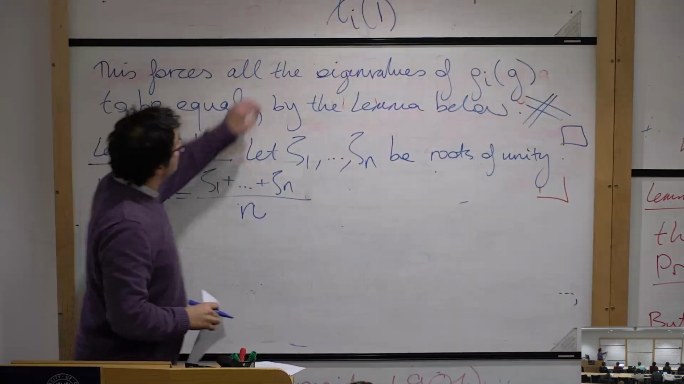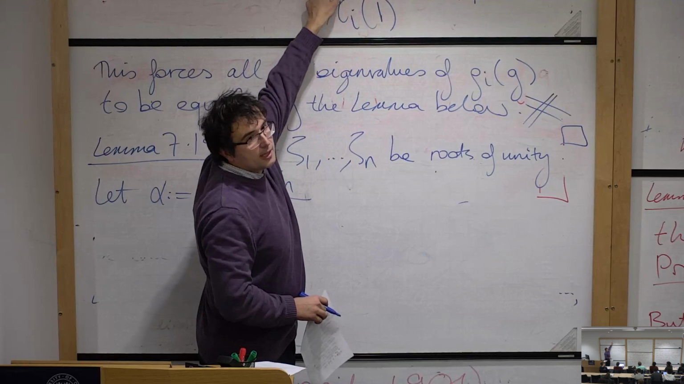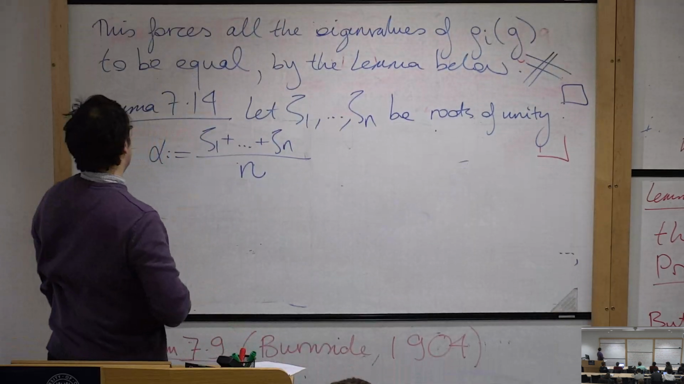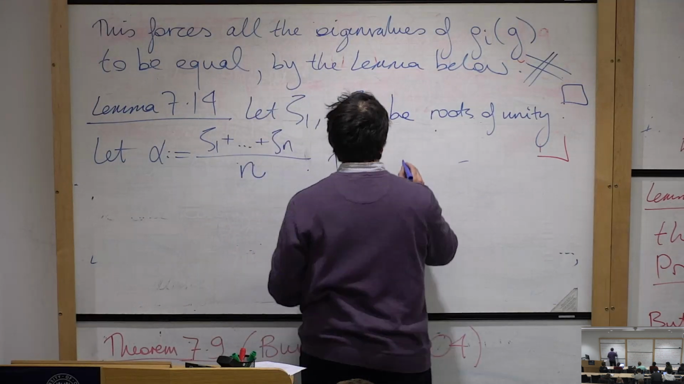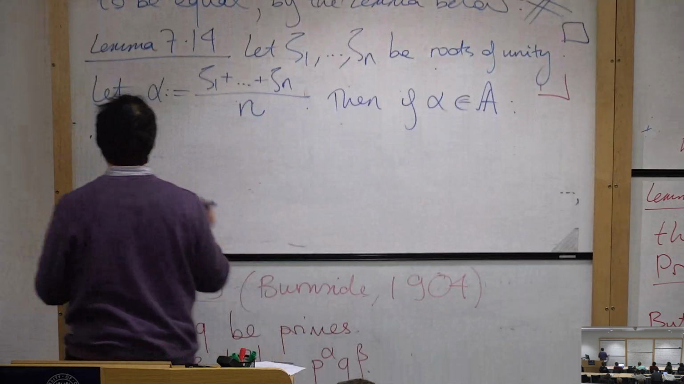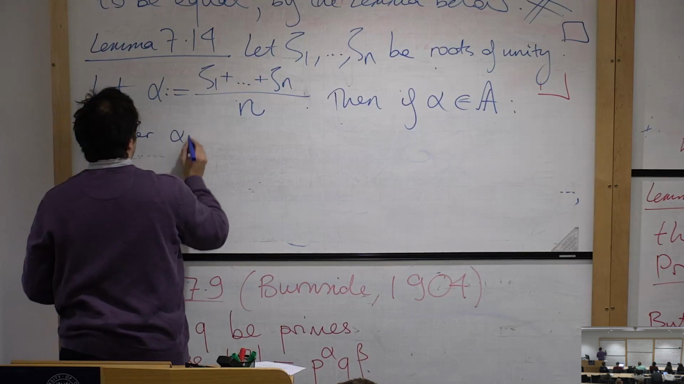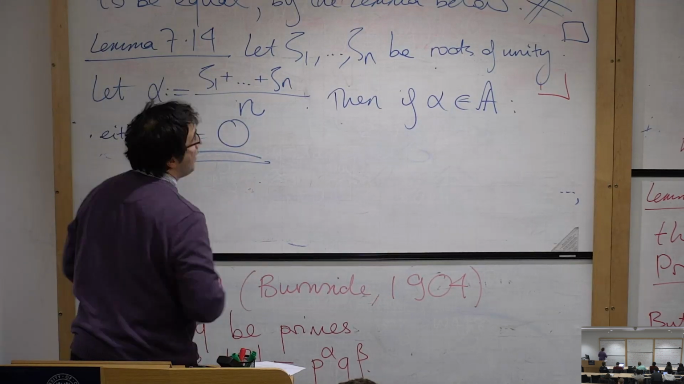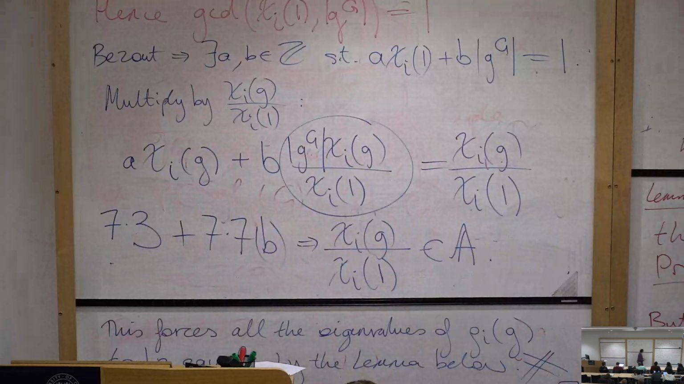You see, that's what this thing is, right? It's the average of n roots of unity, the eigenvalues of rho_i of g. Then, if alpha is an algebraic integer, then two things happen. Either alpha is 0, that could happen, but it doesn't because I assume that rho_i of g is not 0, right? That's okay.